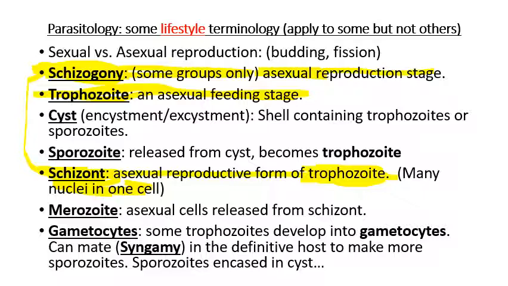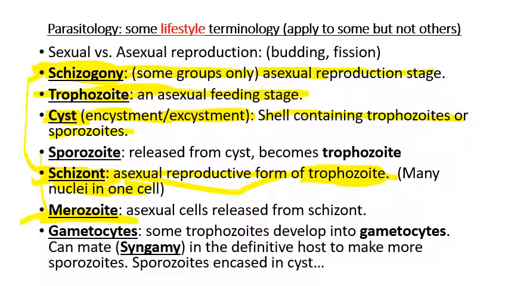Now, the schizonts will typically form a cyst. And so there are some protists that practice something called encystment, right? Encystment means that you form a cyst, and then when that cyst bursts open and releases a whole bunch of trophozoites, it's called excystment. Right. So a cyst is a kind of shell that contains a bunch of trophozoites or a bunch of schizonts, which are the precursors to trophozoites. Right. All right, a merozoite is also an asexual form of organism that's released from a schizont.